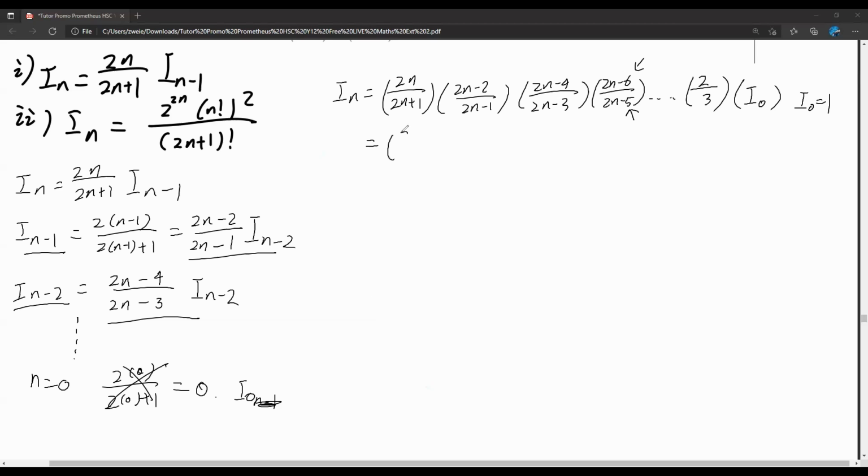So essentially I just have my 2n, 2n minus 2, 2n minus 4, dot dot dot, and all the way on for 2. We'll rub this out. Let's wrap it up.